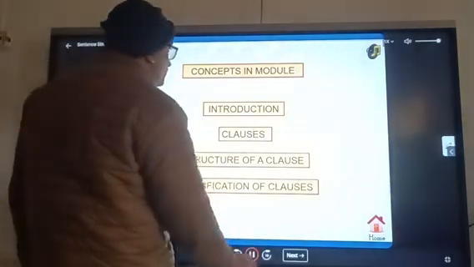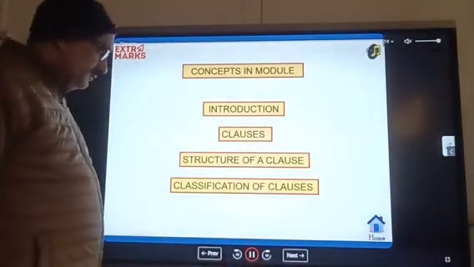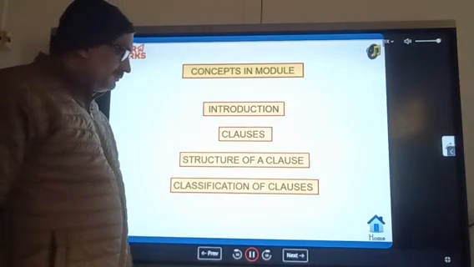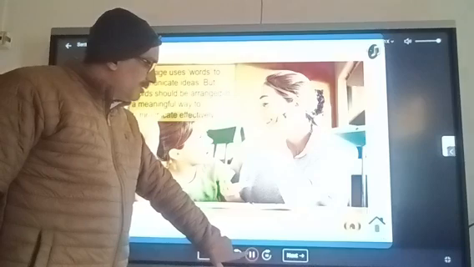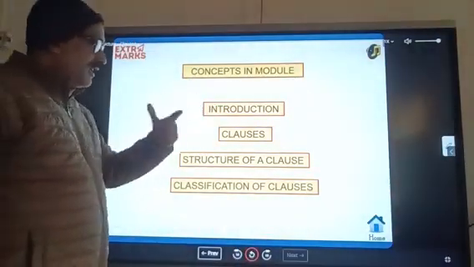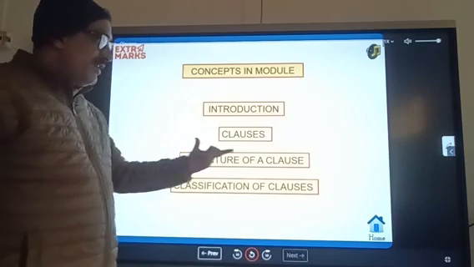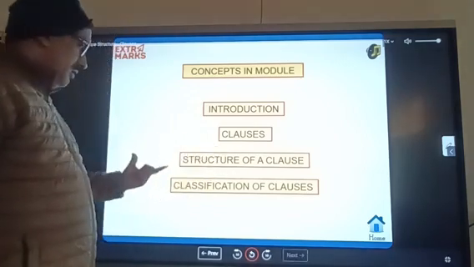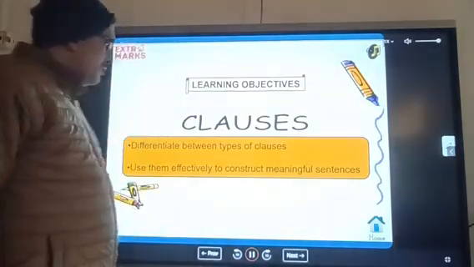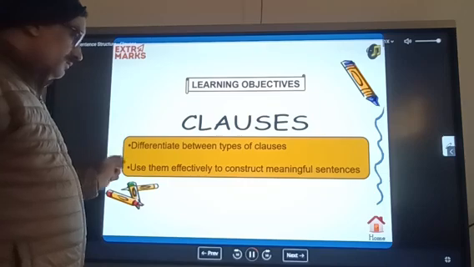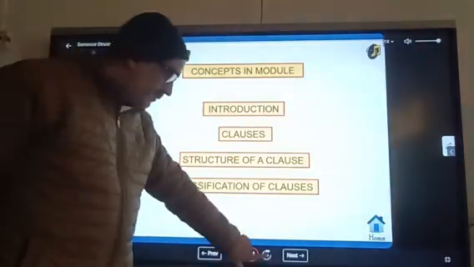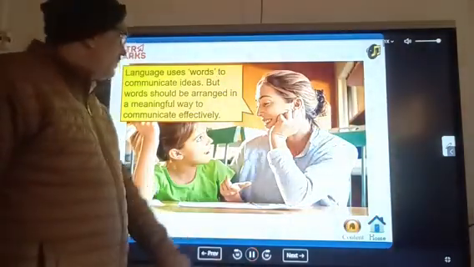The concepts in this module include introduction, clauses, structure of a clause, and classification of clauses.